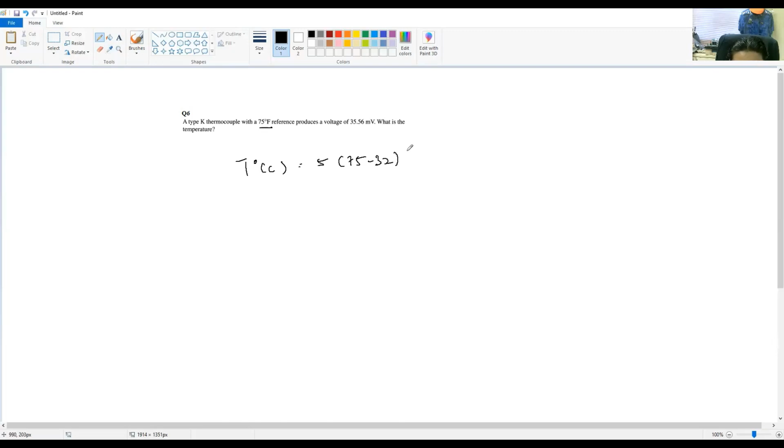So this is the formula, divided by 9. The temperature in Celsius will be 23.9, because the table data is in Celsius. This one is given in Fahrenheit, so that's why you have to change it. You can use the formula given in the notes to convert from Fahrenheit to Celsius. Then from the table we get the voltage for K at 23.9 Celsius, equal to 35.56 millivolts.